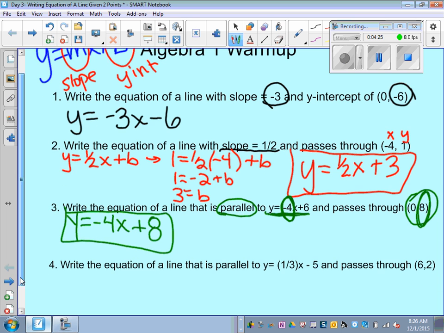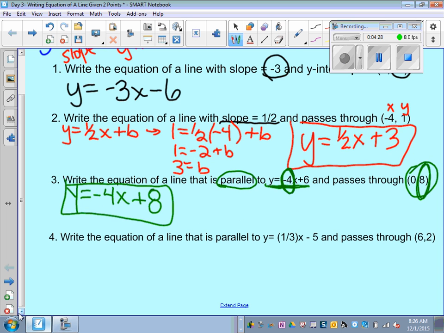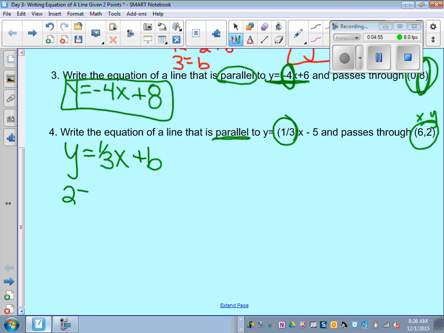Alright, number 4. Again, same idea, but we have to do a little bit of work because we don't know that y-intercept. It says that it is parallel, so I use the same slope. So y is 1/3 x. And then I need to solve for my b value. I don't have b. They gave me just a plain old point, not a y-intercept. So again, this is my x value, this is my y value. I take those values and put them in. So y is 2, x is 6, and then I solve for b.